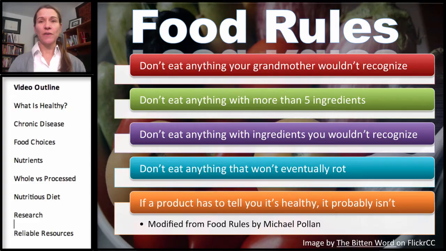I'd like to start with some basic food rules. These are modified from Michael Pollan, and I'll start with the first one, which is: don't eat anything your grandmother wouldn't recognize. Now, for some of you, this is your great-grandmother because you are still in your 20s. And don't eat anything with more than 5 ingredients.